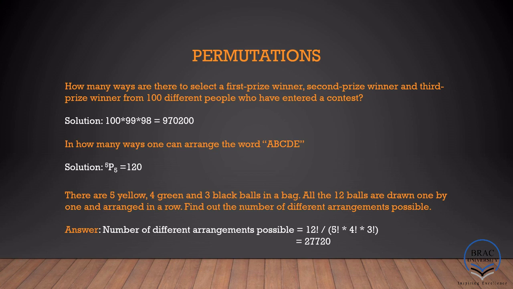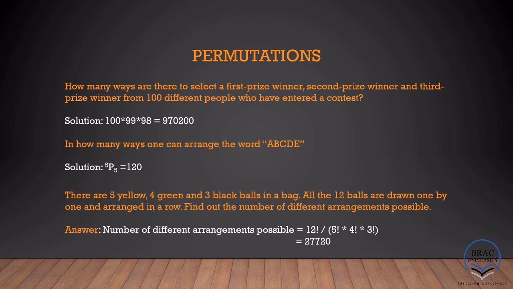Now comes the second problem. In how many ways can one arrange the word A, B, C, D, E? There are 5 different letters, and you have to arrange them in 5 places. That is 5P5.